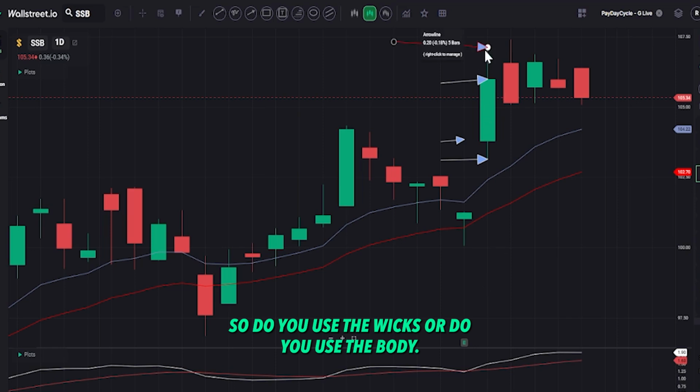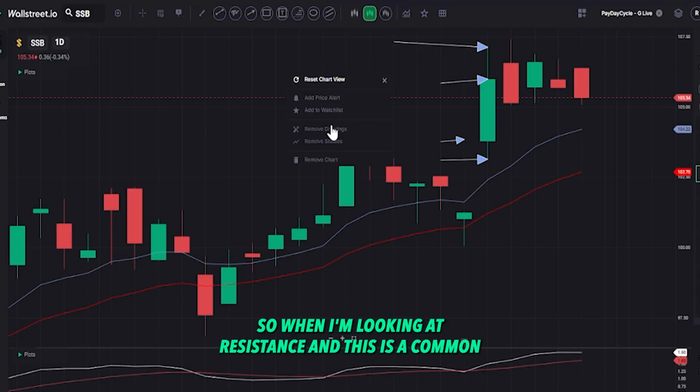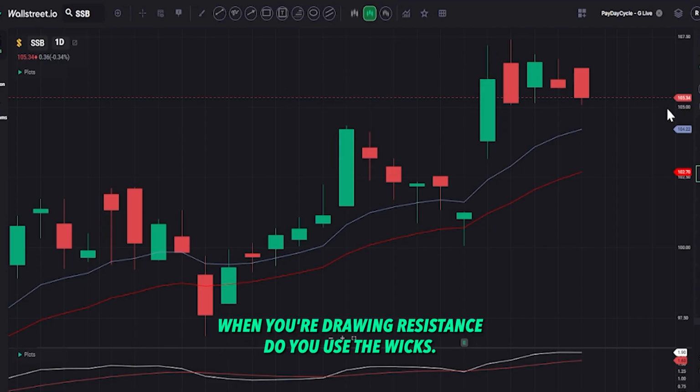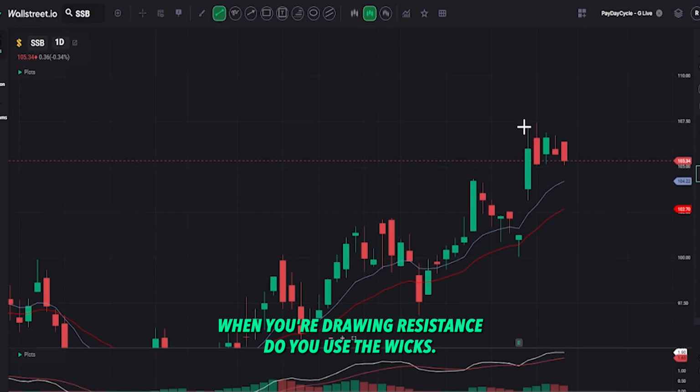So do you use the wicks or do you use the body? It depends, because sometimes there's a little bit of trading out here, and sometimes there's a lot of trading out there. It's all that you don't know. So when in doubt, use the wicks. But I like to level it off. When I'm looking at resistance, and this is a common question I get all the time, when you're drawing resistance, do you use the wicks or do you use the bodies?